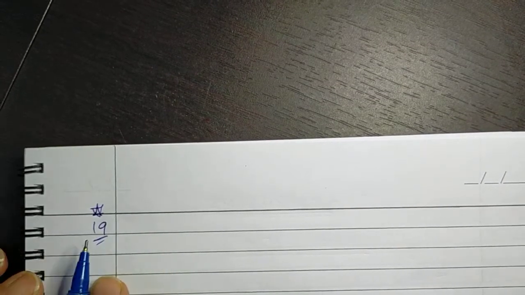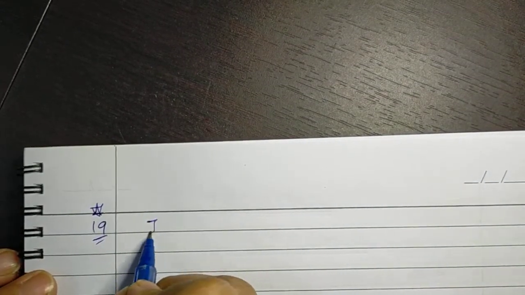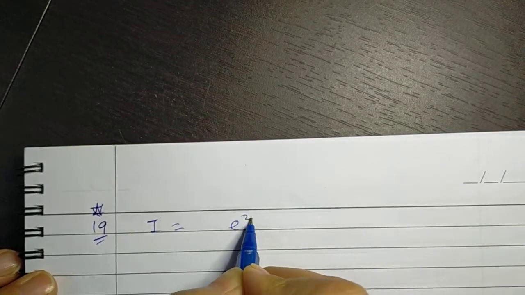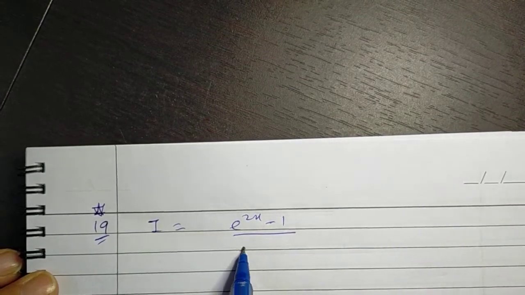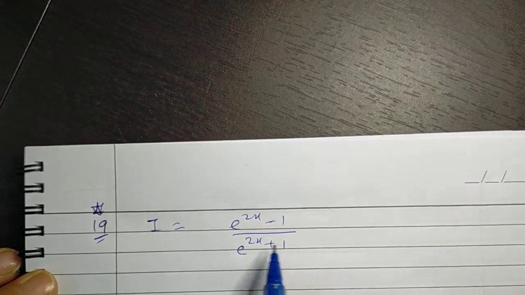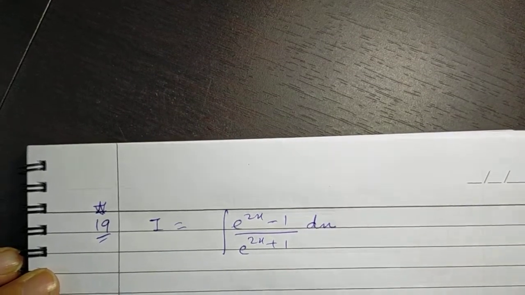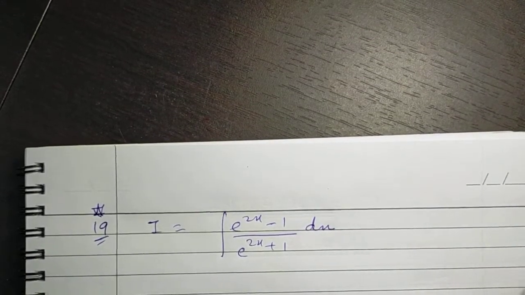Now let's come to a very important question, which is question number 19. Extremely important and has to be dealt with care. That is, I is equal to e raised to the power 2x minus 1 upon e raised to the power 2x plus 1 into dx. We have to find the integral of this.